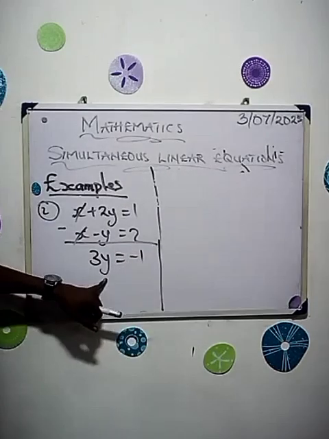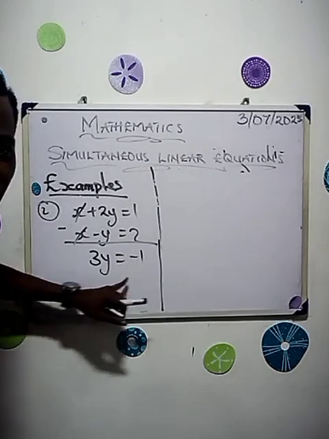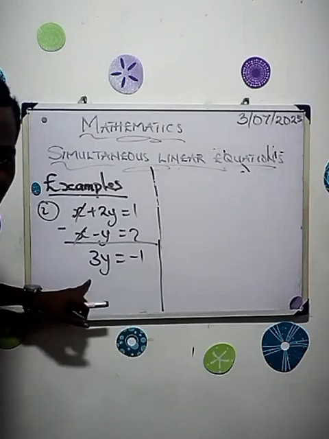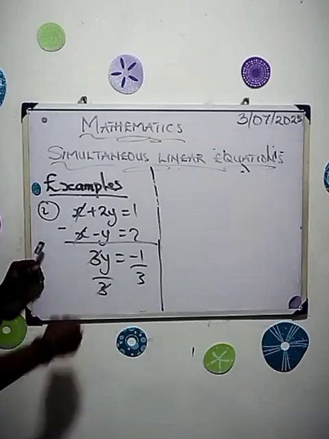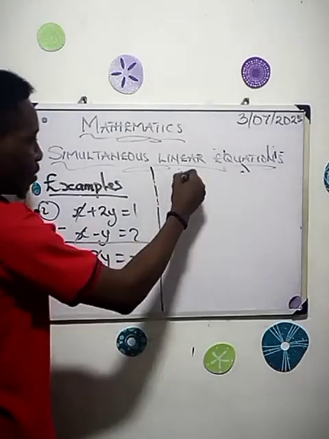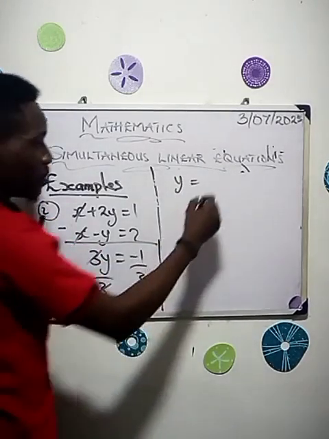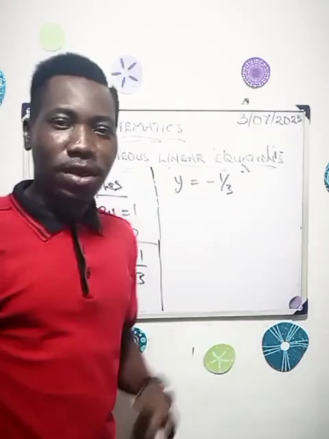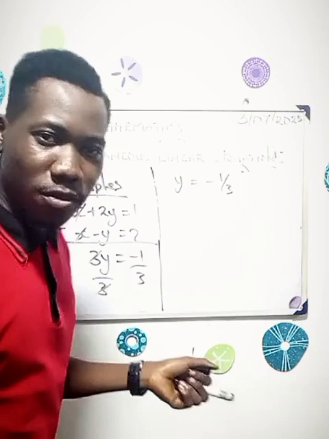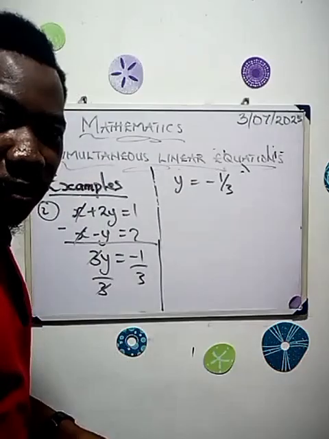So now for me to get the value of y, I will have to divide both sides by the coefficient, which is 3. So over 3, over 3. 3 eliminates 3, and y equals minus 1 over 3. So that's the value of y, minus 1 over 3. What's the next thing to be done?